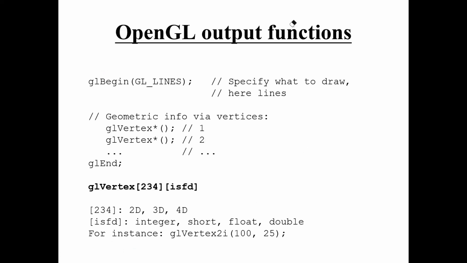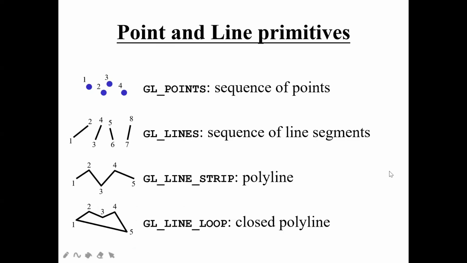Fine. So moving to the next slide. Okay, now here you can see we have some point and line primitives. If I have a number of points or a sequence of points, I am going to utilize the primitive GL_POINTS. Okay.